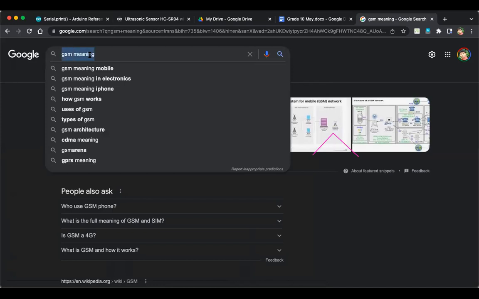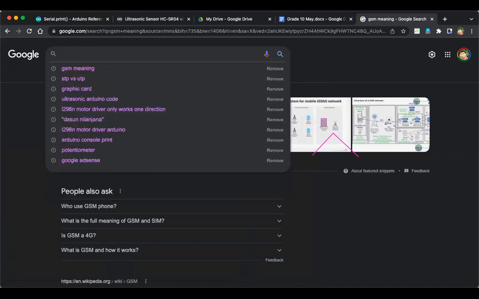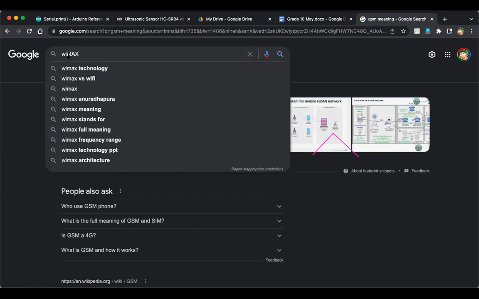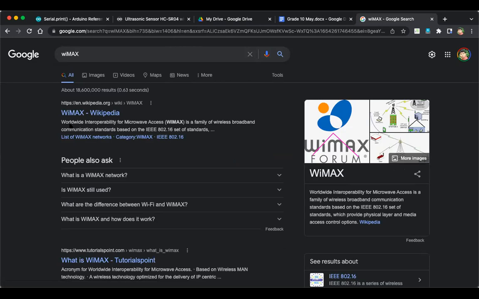And when you take WiMAX, WiMAX is actually a long distance wireless communication. So it stands for worldwide interoperability for microwave access. WiMAX is wireless internet.